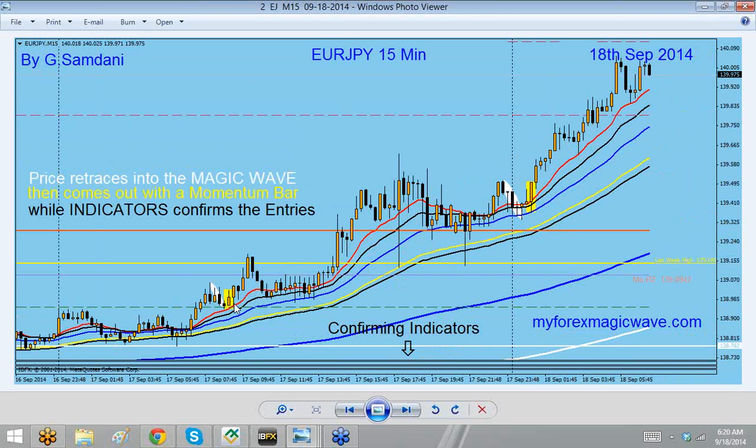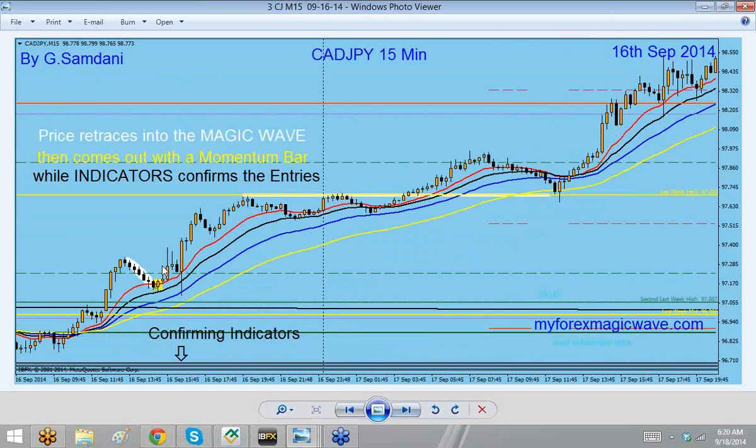Look at this euro yen. You had this entry on the 17th, and this is on the 18th. Okay, and you can't go wrong with this. It's very, very simple, because yen is strongly getting weak. So these pairs will go up. Now this one, look at this one. CAD yen took off, gone with the wind.